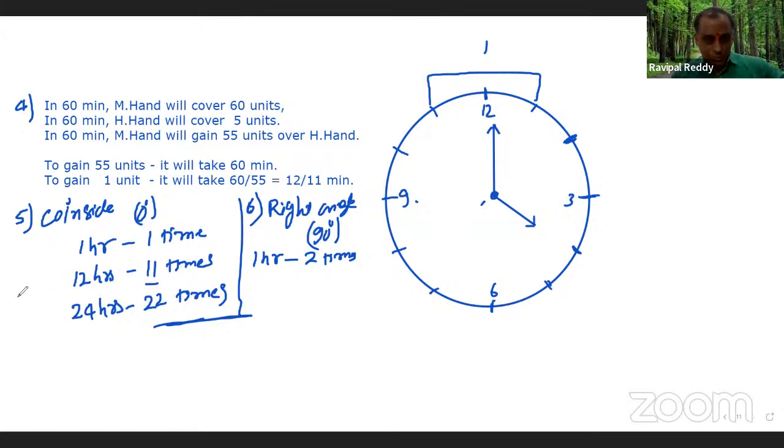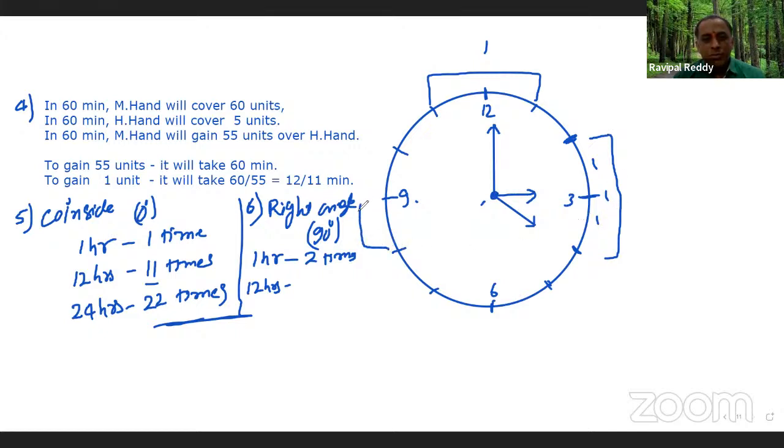But in 12 hours, it should be 12 into 2, 24. But it is not 24 times. The reason is from 2 to 4. From 2 to 4, how many hours? 2 hours. 1 hour 2 times means 2 hours, it should be 4. But here it is not 4 times. Between 2 and 3, 1 time, 3 and 4, 1 time, exactly 3 o'clock, 1 time. So from 2 to 4, 3 times only.